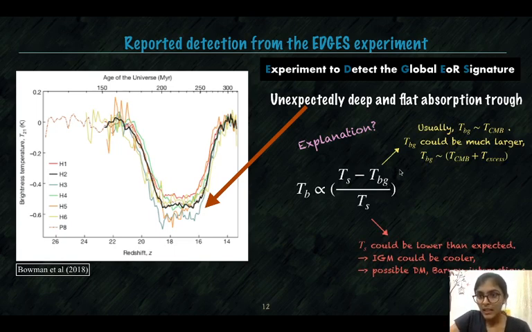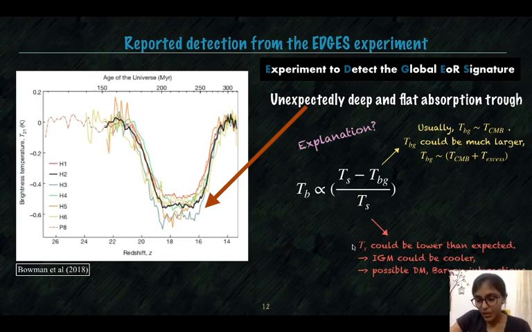One is that this T background is usually taken to be the CMB only. The background temperature could be a much larger quantity. That is, in addition to the CMB, there could be an excess radio background, which would be contributing to this background radiation. In such a case, we would get such a large absorption trough. Or our spin temperature could be lower than expected and the IGM could be cooler. Possible dark matter baryon interactions are some of the explanations which would explain how the spin temperature would be lower than what we already expect.